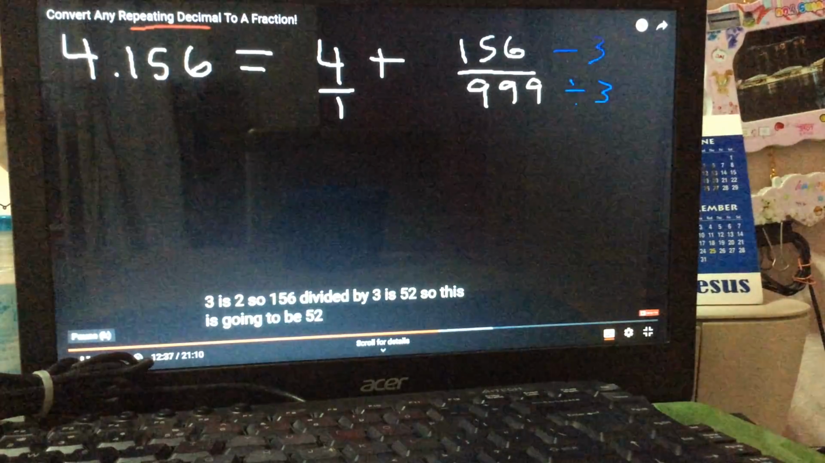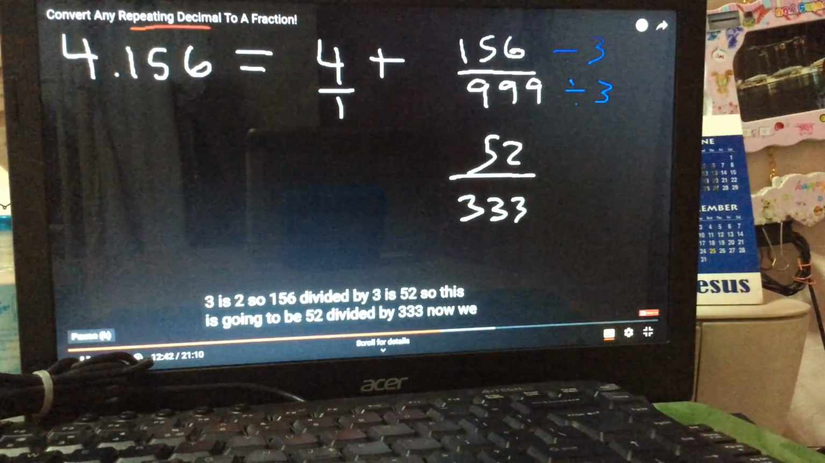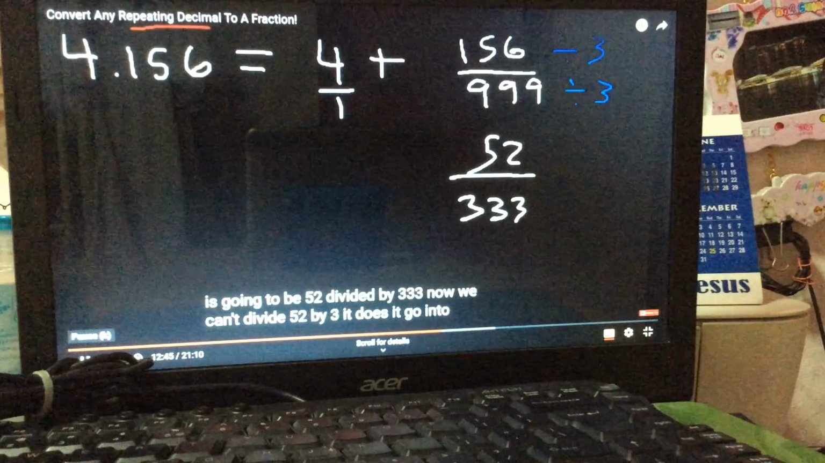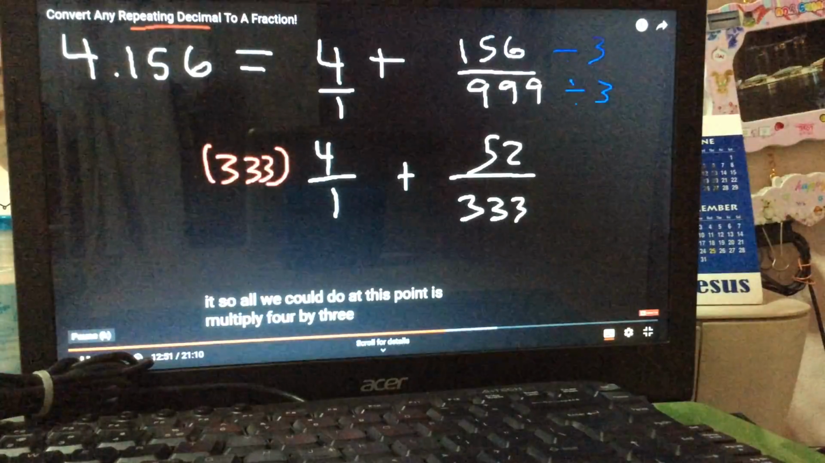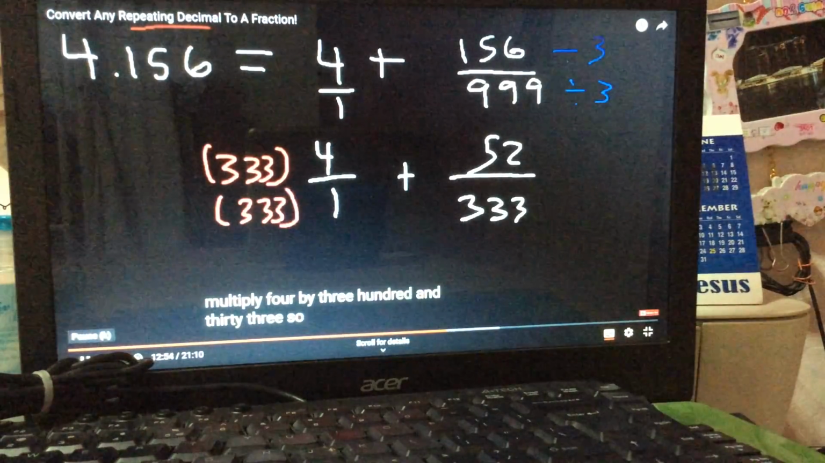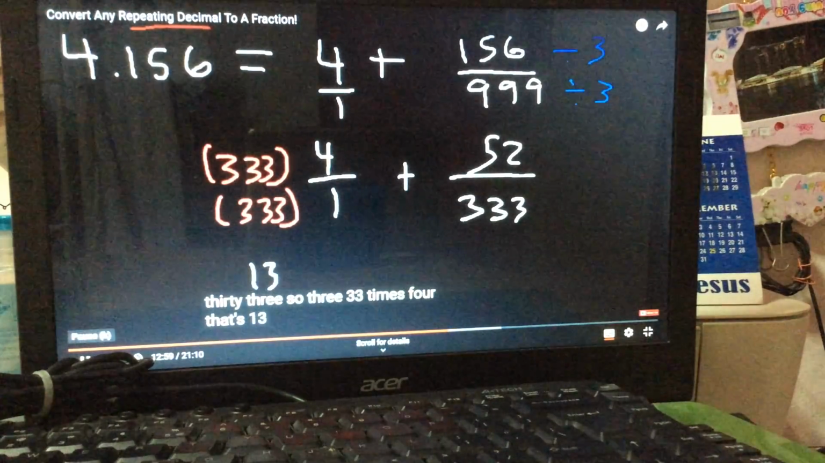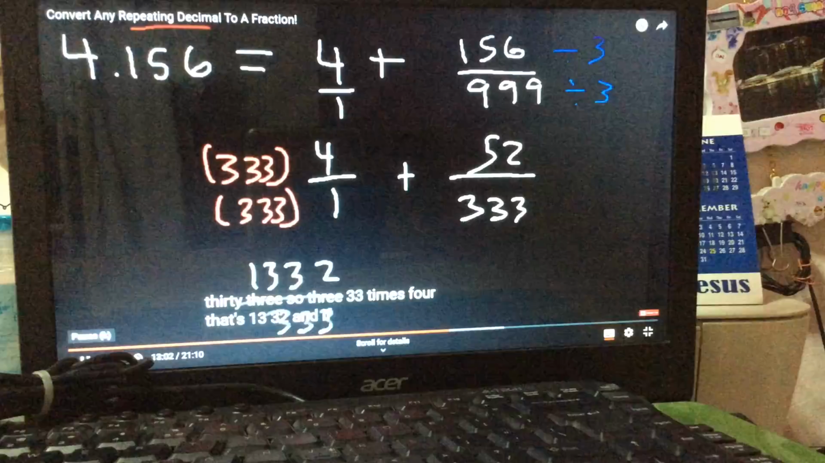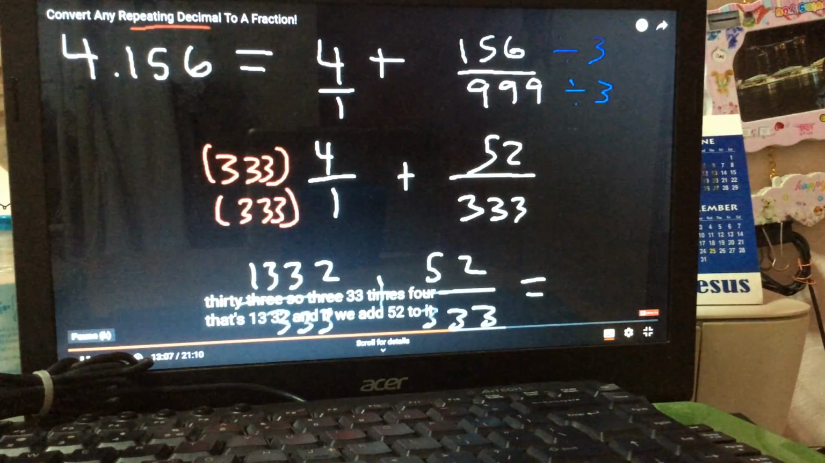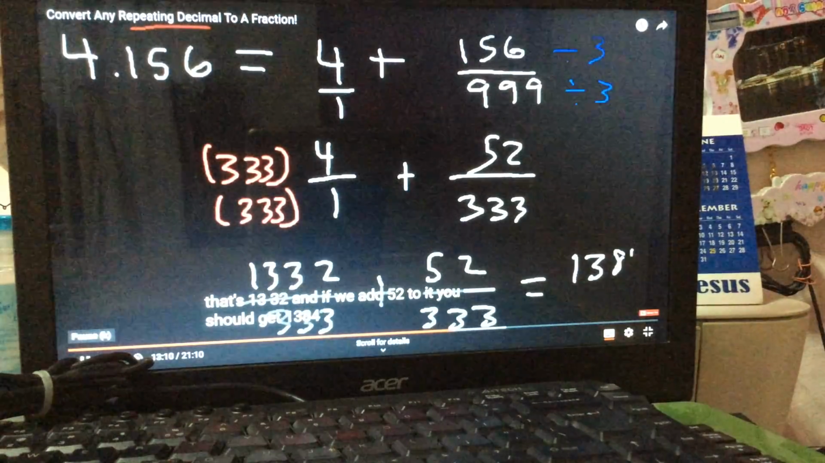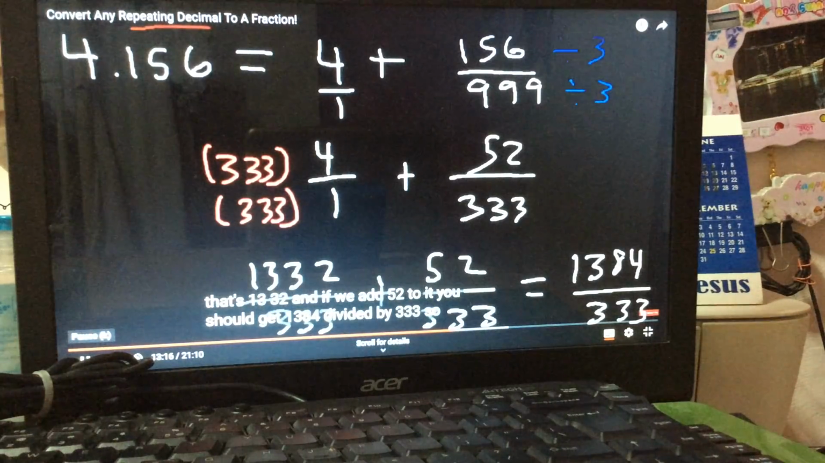So this is going to be 52 divided by 333. Now we can't divide 52 by 4. It doesn't go into it. So all we could do at this point is multiply 4 by 333. So 333 times 4, that's 1332. And if we add 52 to it, you should get 1384 divided by 333. So that's the final answer.